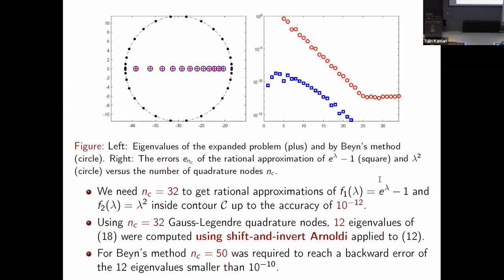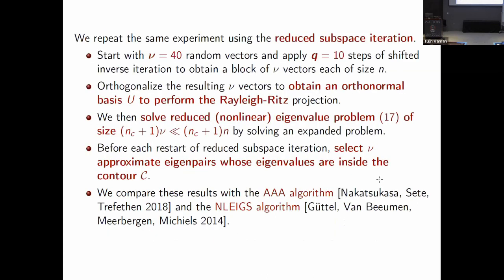And then we use the shift and invert Arnoldi approach, but using this projection trick. If we do that, we start with 40 random vectors, apply 10 steps of shift inverse iteration. Of course, we determine the proper space to perform Rayleigh-Ritz projection. And then we solve the reduced eigenvalue problem of this small size instead of the gigantic linearization.